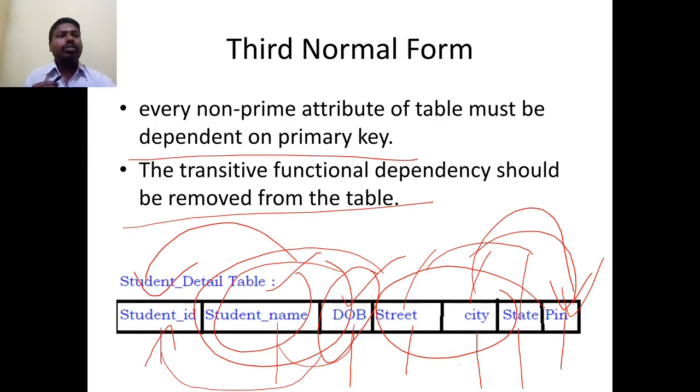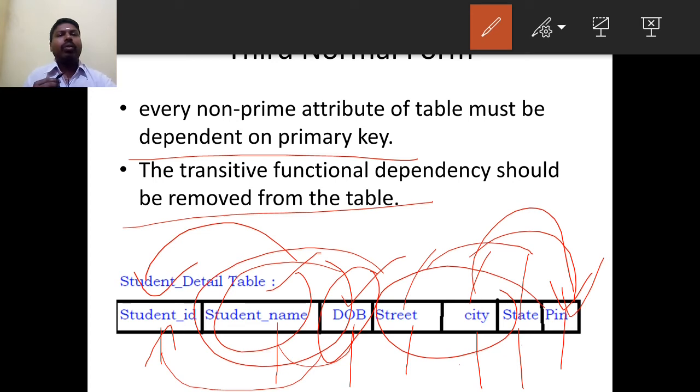The pin also, I'm sorry, one second. You can see what we are going to see, what is transitive functional dependency.